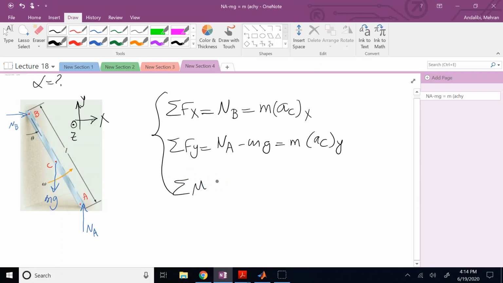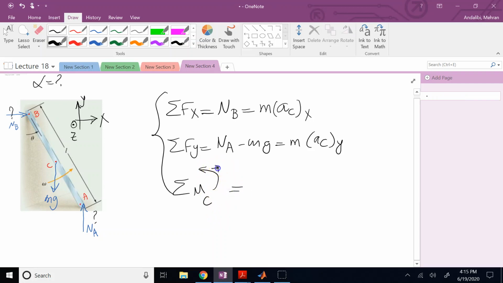When I take moment about C, what happens? In this, both N_A and N_B, which are unknown, right? They would show themselves. But as I said, for the moment, let's assume that we can solve a 3x3 system of linear equations. So we know this is about Z, and we know about Z is counterclockwise positive.